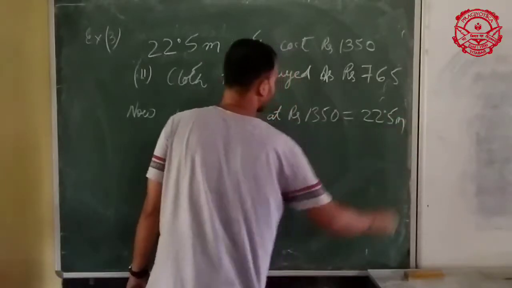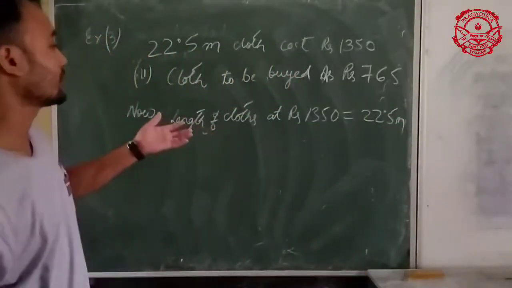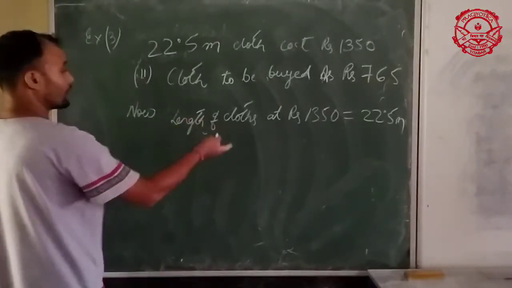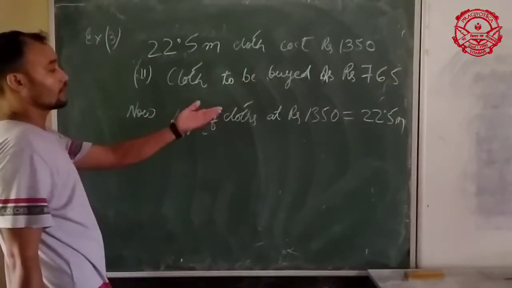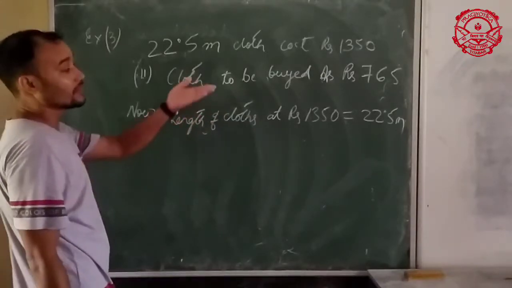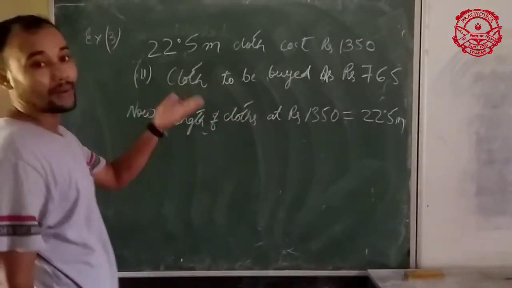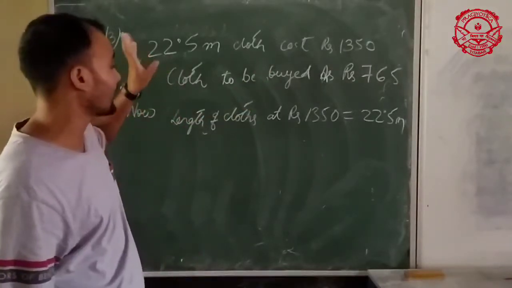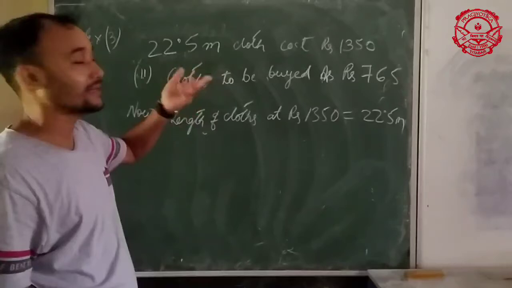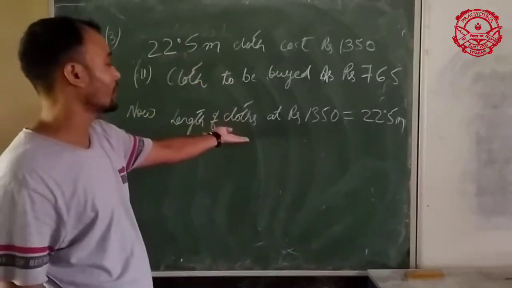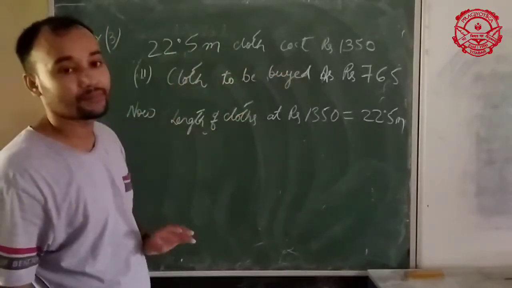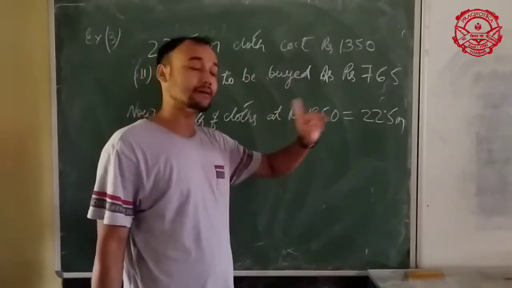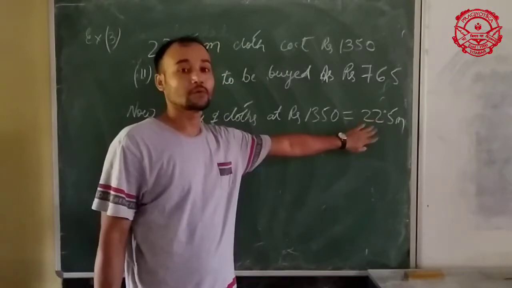22.5 meter. Earlier we found the cost. Now we need to find the amount of cloth. Now we find how much amount of cloth we can buy in 1 rupee. Then we can easily find this. In the unitary method, you have to find the unit of anything, whether it be cloth or rupees. Earlier we found what would be the cost of 1 meter of cloth.